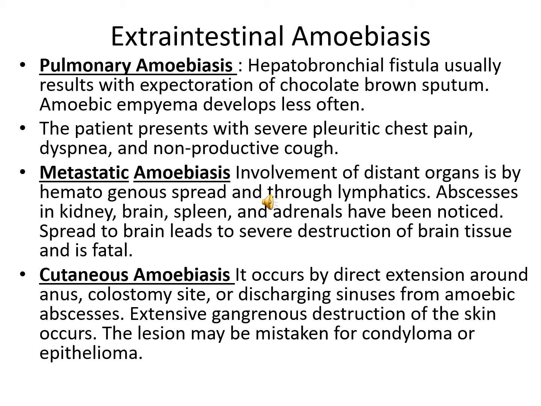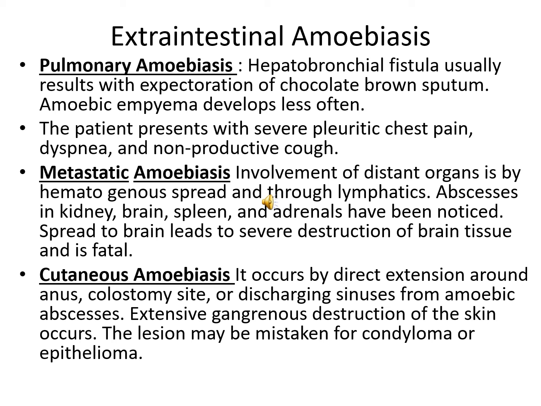Other sites involved in the infection are the liver, skin, brain, and lungs. Infection in the lungs is pulmonary amoebiasis, and in the skin it is cutaneous amoebiasis. In pulmonary amoebiasis there will be a hepatobronchial fistula, and the sputum will be chocolate brown in color.